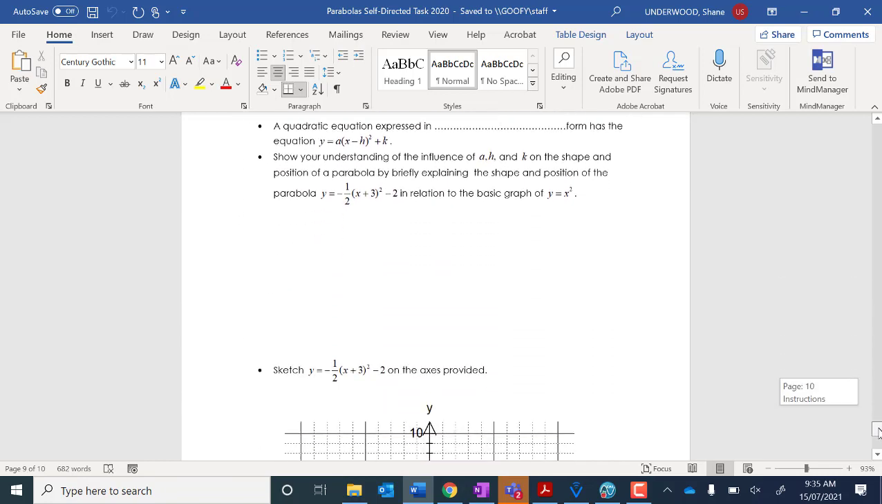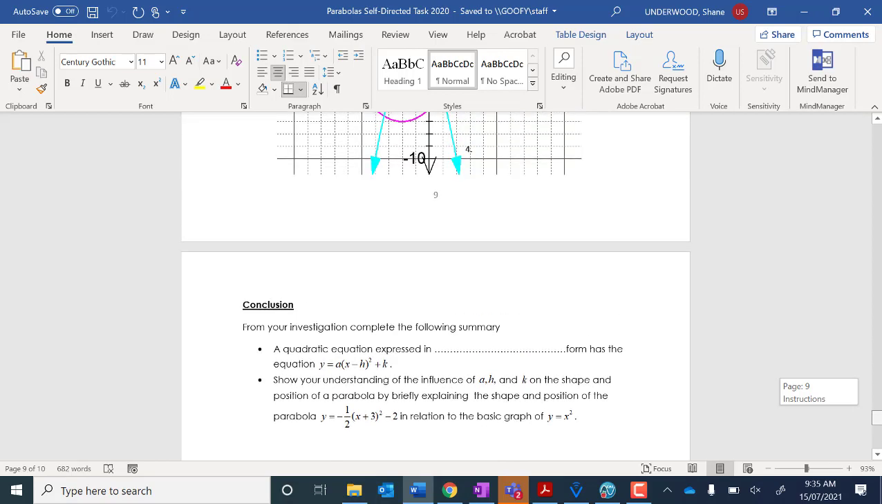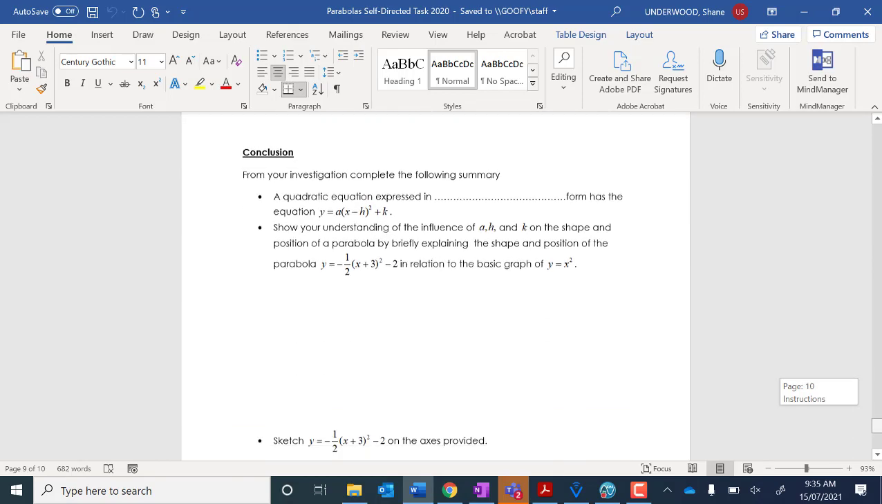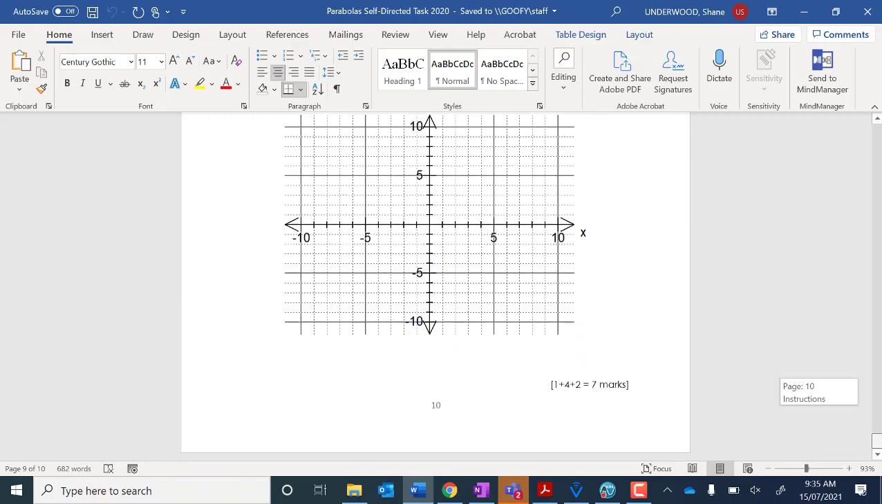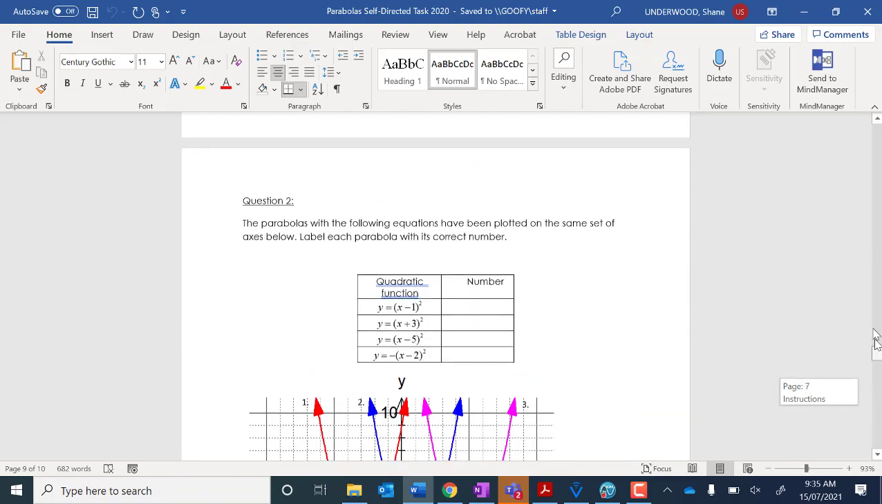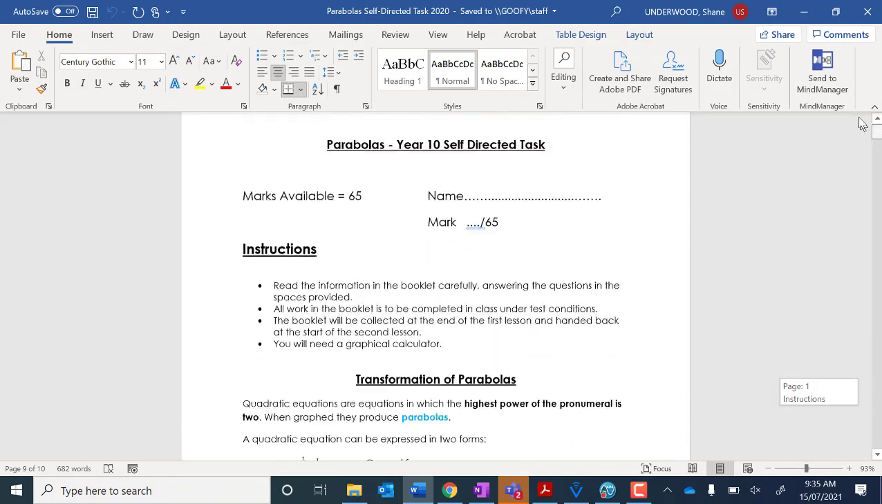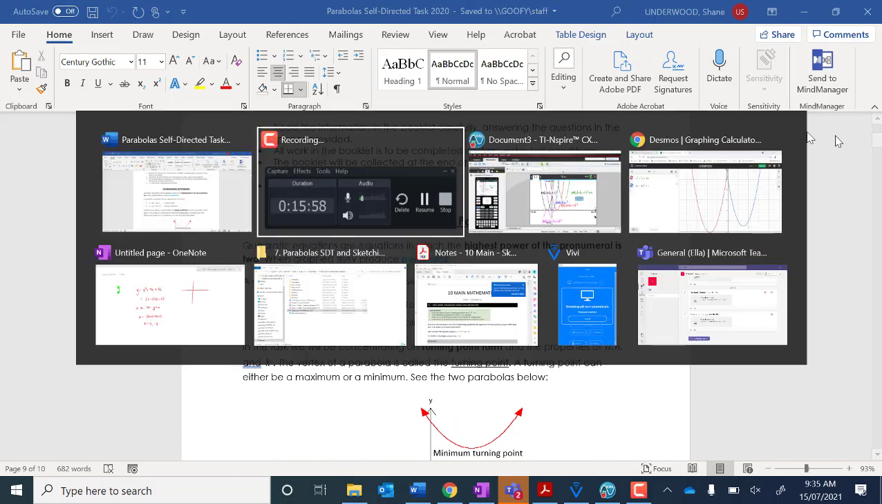So I expect this to be done in about 1.5 to 2 lessons. I think if you really took your time and explored using your CAS, you could take 3 lessons, which will probably end up giving you for this task. Okay, so let me just recap.